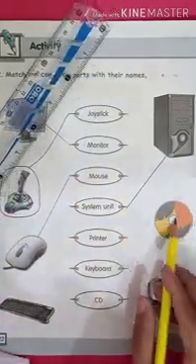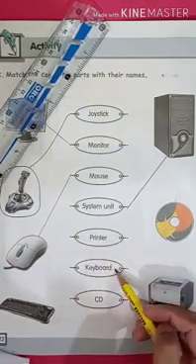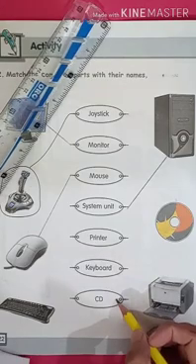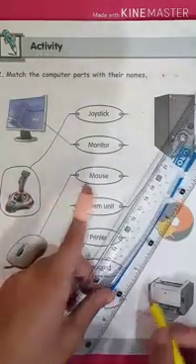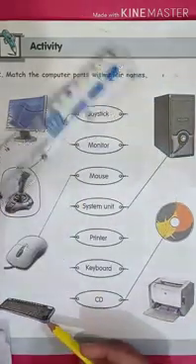Compact disc. It is also called CD. Is this name of CD? No. Is this CD? No. Yes, this one is CD. Match the CD with name. Yes, like this. Look at the next one.